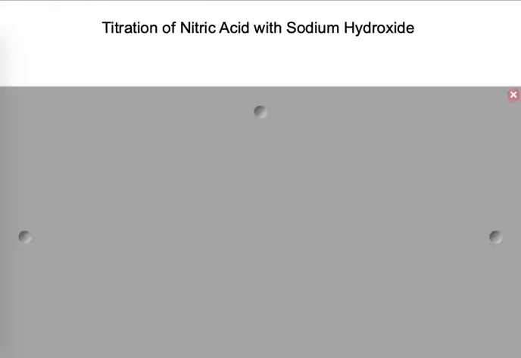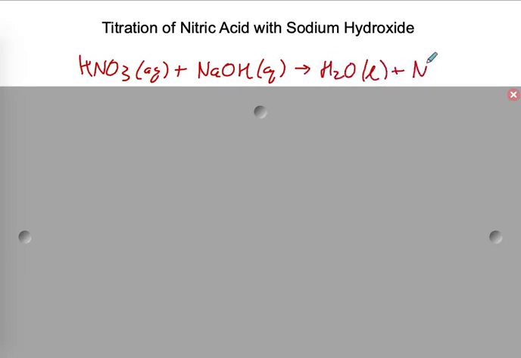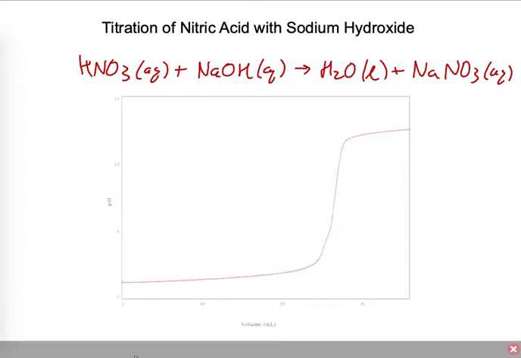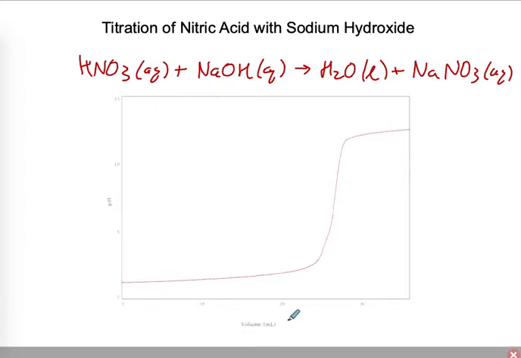In our first example, which we are doing in our lab experiment, we are titrating nitric acid with sodium hydroxide. Nitric acid is a strong acid. It reacts completely with sodium hydroxide to form, of course, water plus a solution of the conjugate base, aqueous sodium nitrate. And as we saw in the laboratory, this is what our titration curve looks like. We have volume of sodium hydroxide in milliliters added on the x-axis, and we have pH on the y-axis.